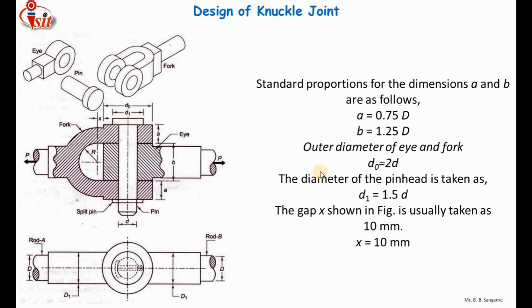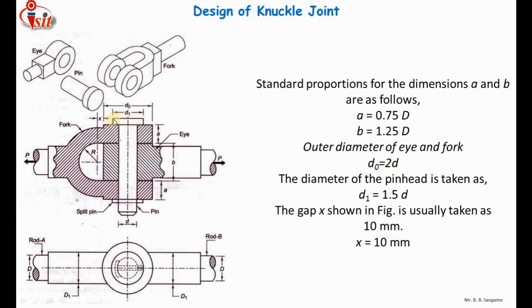There is one more empirical relation between the outer diameter and the diameter of pin. This circular portion represents the outer diameter of eye, and this is the outer diameter of fork. It is represented by D0. There is a relation between the diameter of pin, small d, and D0. Here you can see that the outer diameter is 2 times the diameter of pin. In the previous video we discussed how to calculate the diameter of pin. Once you calculate it, you can calculate the outer diameter. So the outer diameter is 2 times the diameter of pin.